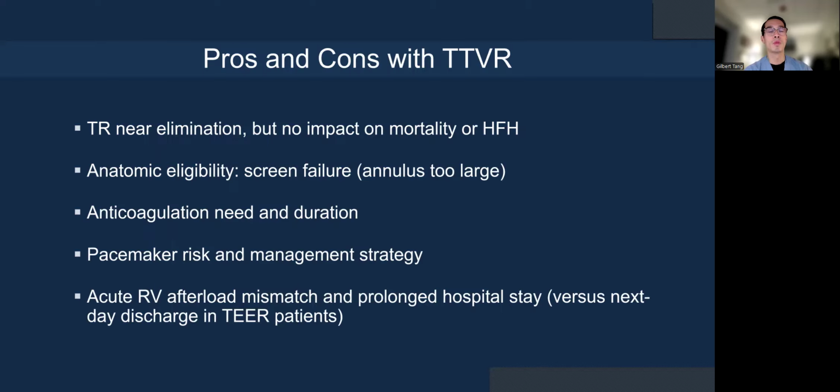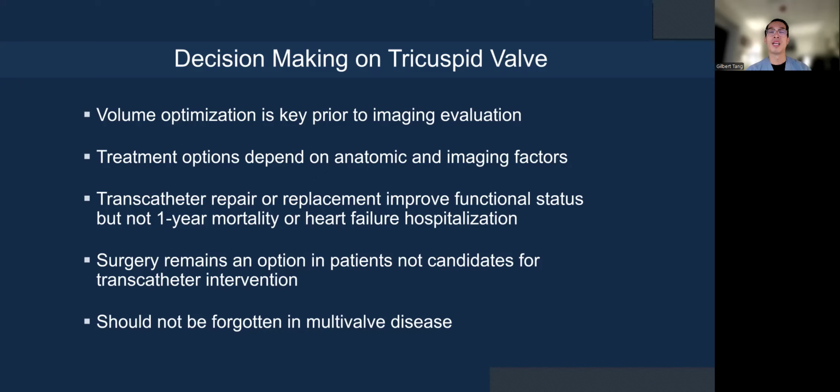Transcatheter repair versus replacement both improve functional status, but not one-year mortality or heart failure hospitalization. Surgery remains an option in patients who are not candidates for transcatheter intervention. In fact, we recently performed surgery on a patient who was not a candidate for either repair or replacement. So we took the patient to the operating room and replaced the valve, and the patient is doing well so far. But of course, it has to be done in experienced centers like ours.